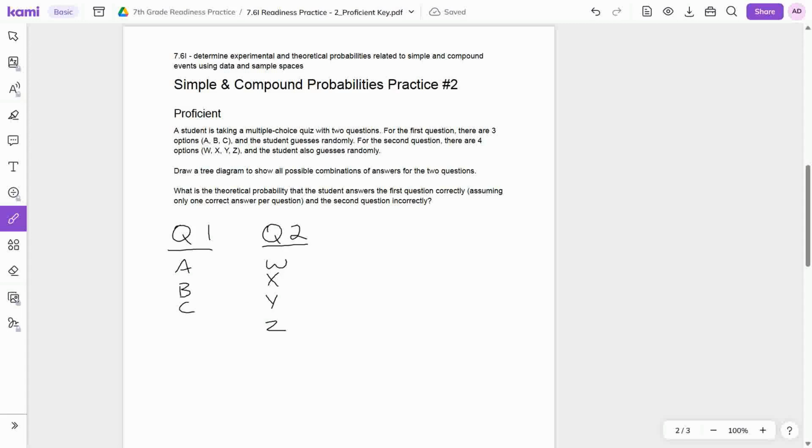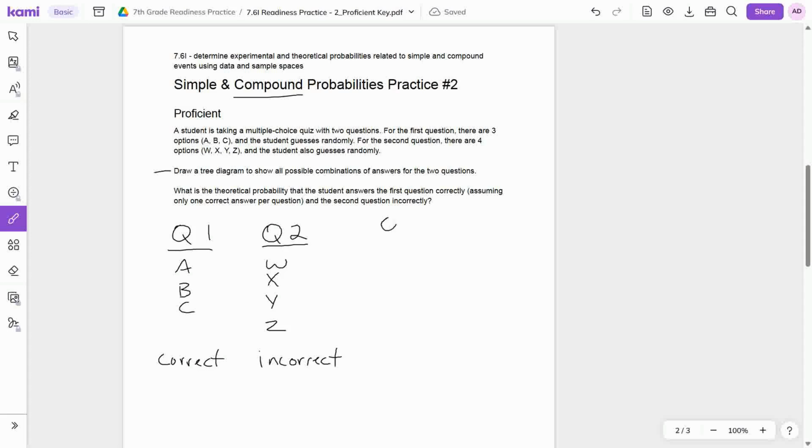Now, if we're just randomly guessing, what is the theoretical probability that a student answers the first question correctly and the second question incorrectly? Okay, well, so we need to get this correct, and then we need to get this incorrect. Now, first, let's draw a tree diagram, okay? So what we want to do here is show all the possible choices. And so let's start with our first event, because this is a compound event, because there's two simple events kind of stacked together. So let's do it like this.